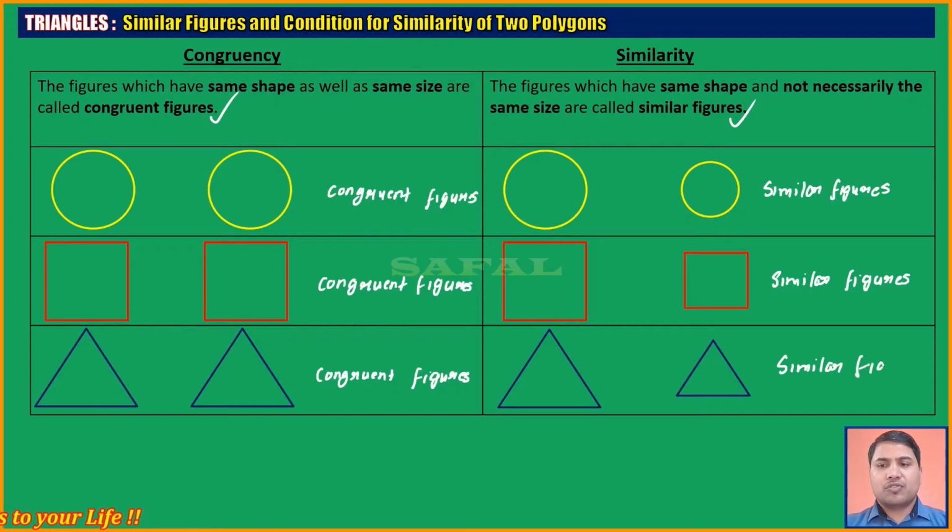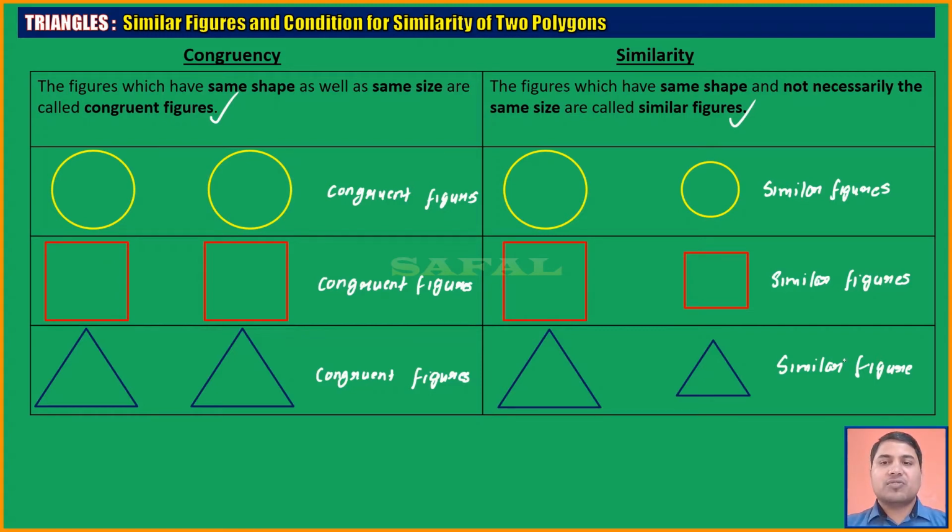Okay, so very much clear. Two very basic questions you are going to ask: whether shape is same or not, whether size is same or not. If both shape and size are same, we call them congruent figures. If shape is same, then I can call them similar figures. So when I am worrying about similarity, I am not worrying about size.